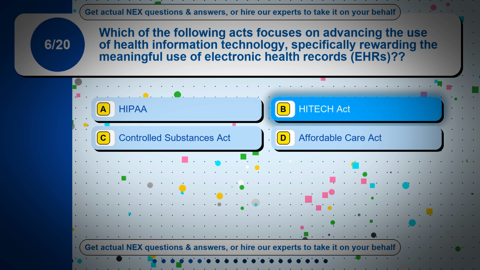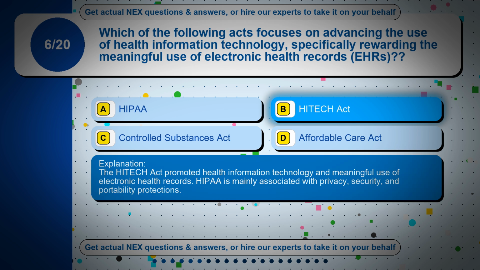The correct answer is option B, HITECH Act. The HITECH Act promoted health information technology and meaningful use of electronic health records. HIPAA is mainly associated with privacy, security, and portability protections.